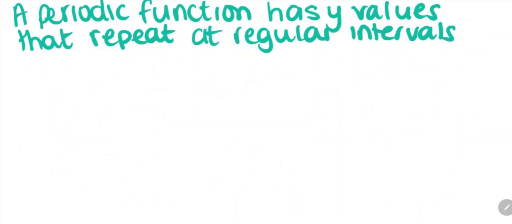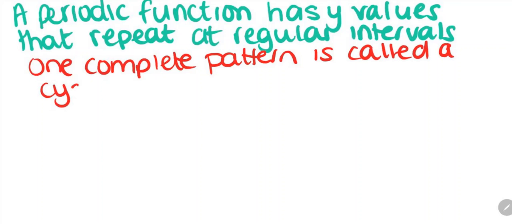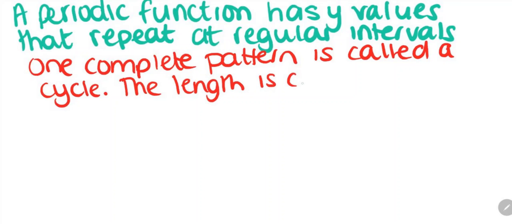So we're going to look at periodic functions. A periodic function has y values that repeat at regular intervals. One complete pattern is called a cycle. So let's write that down. It's called a cycle. And the length is called a period.